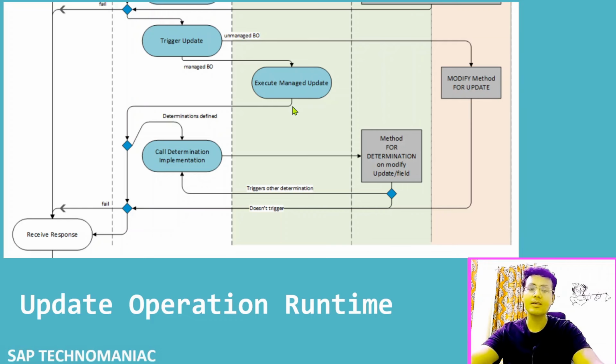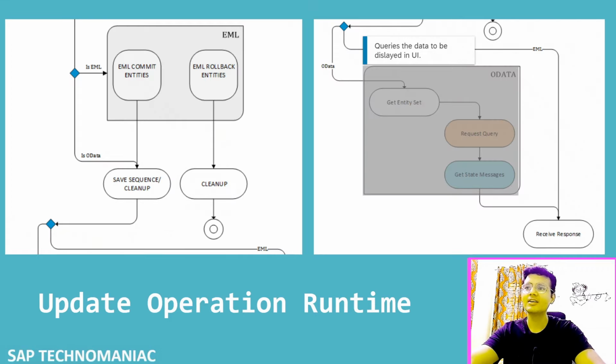In the managed scenario, if you have defined determinations, those will also be triggered during the transactional phase. In unmanaged scenario, only one method will trigger, which is the method for update. There you have to do the determination as well along with the update. Once everything is done and the transactional phase is over, then your save sequence will be triggered directly in case of OData, and in case you call this particular BO through EML, commit entities will be triggered or rollback will be triggered.